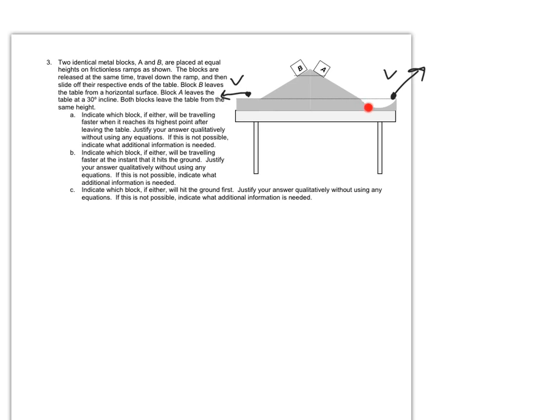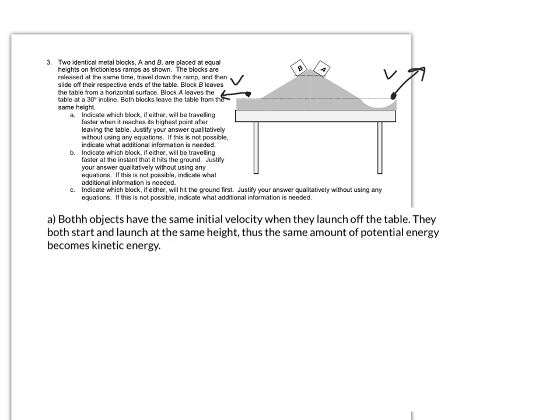Now I realize A drops down at this little dip, but when it actually launches, it's at the same height that B is when it launches off the table. And so from an energy perspective, they're traveling at the same speed overall when they launch. The only difference is that A is launched up at an angle, whereas B is launched completely horizontally. Keeping those two ideas in mind, we can start to answer part A here.